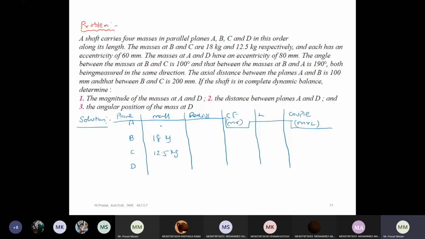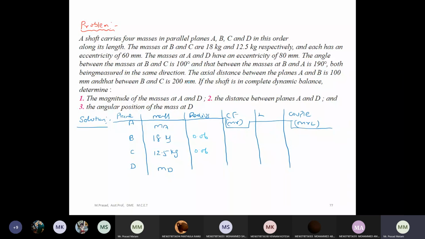So given is mass A and D are given? No. Find the magnitude of mass A and D. So we need to write for mass A it is MA and for D it is MD. What about the radius of rotation? You can see in this problem. I will show you again this problem. If you see here, each has an eccentricity of 60 mm, means B and C are at 60 mm. So the mass B is rotating at 60 mm means 0.06 meters. Similarly, C is also 0.06 meters.